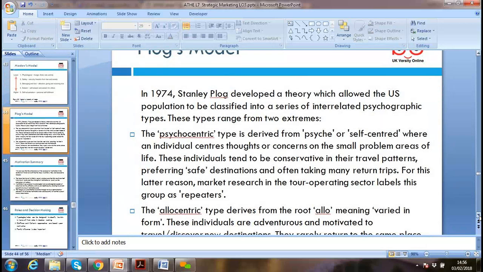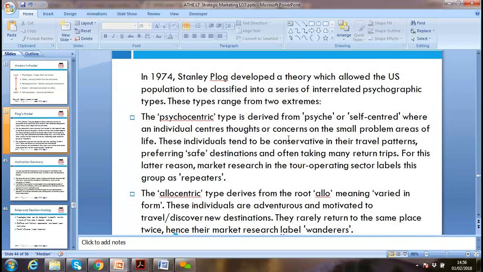Then the Plog model, which was given by Stanley. This model is all about the psychocentric type. This is derived from the psyche, or self-centered, where the individual centers their thought or concern on small problem areas of life. So we can look at the psychocentric approach. These individuals tend to be conservative in their travel pattern, when we look at it in terms of the travel industry.